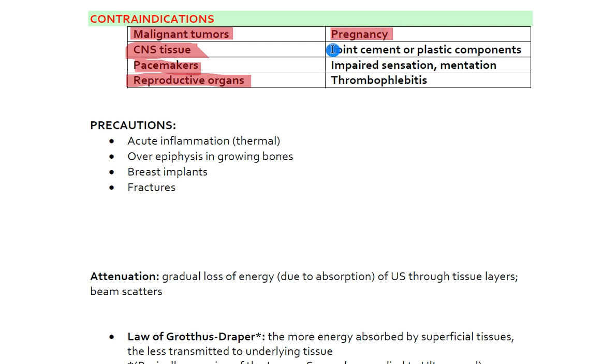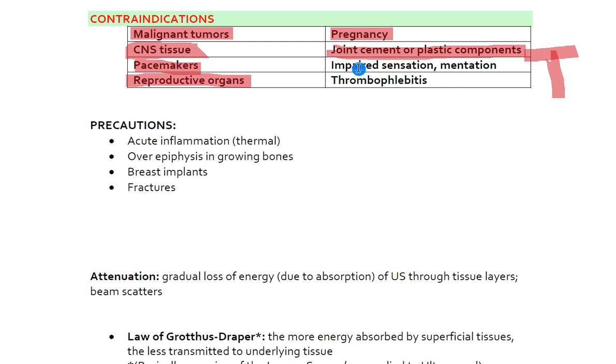In terms of joint cement or plastic components, because ultrasound can cause a thermal effect, if you take something like cement, or basically joint glue, or plastic, there is a chance that it could melt that material. So that really depends on the area that you're looking at. But in particular, this applies most specifically to thermal ultrasound. So with that in mind, you're not dealing with pulsed ultrasound as much for this one.